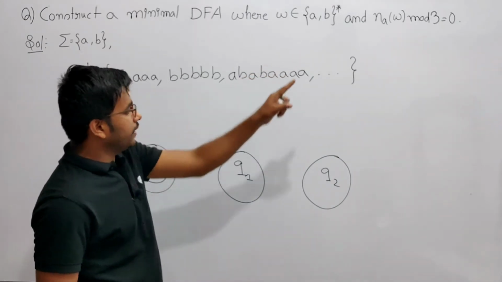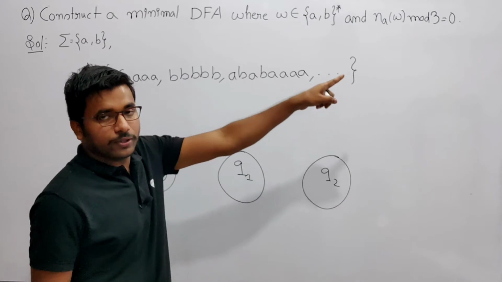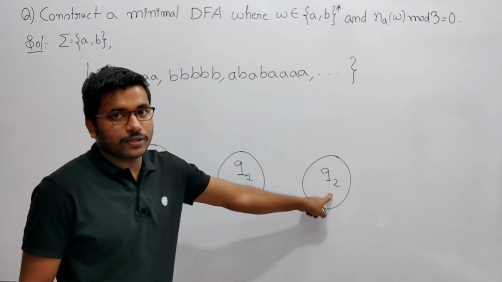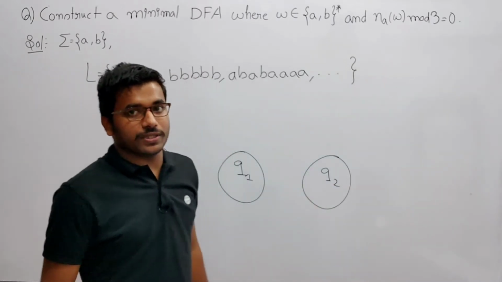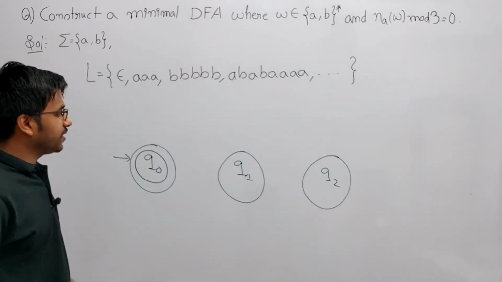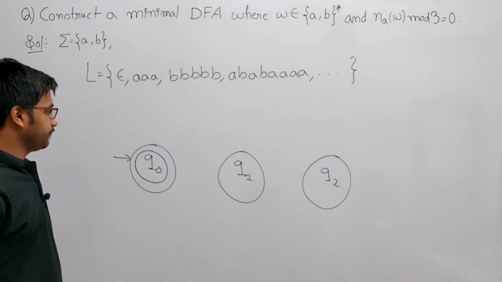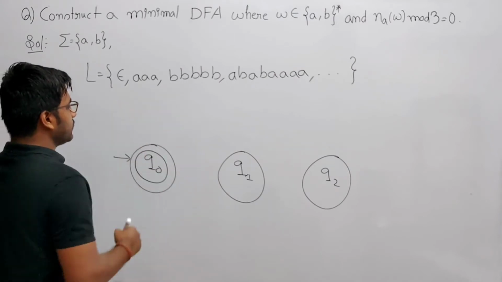If it were 1, then this would become the final state. If it were 2, then Q2 would become the final state. So based on the number here, the final state is going to change. The rest is going to remain the same. The transitions are going to remain the same. Now, this you have seen.